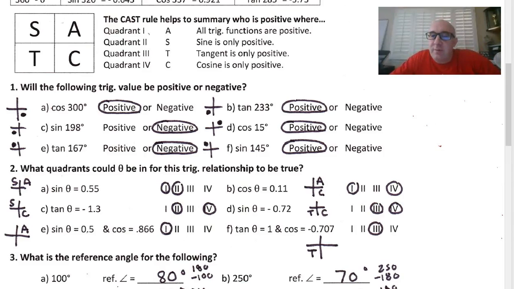All right, let's go over some answers together here. Most of this was review from the previous day, as well as using what I refer to as the CAST rule. And the CAST rule basically just tells us who's positive where, and is very, very helpful, you'll see in the near future. So what I basically did, and you can see kind of my work here.